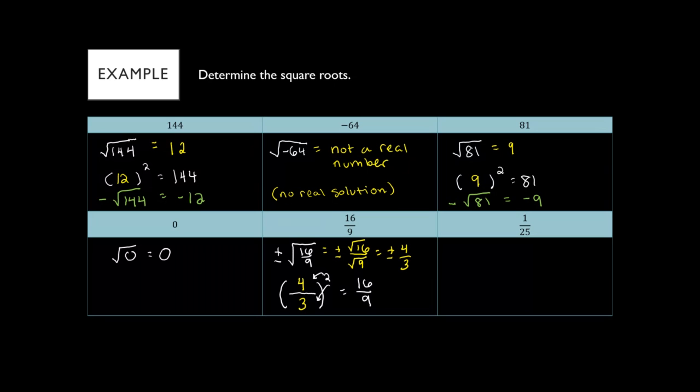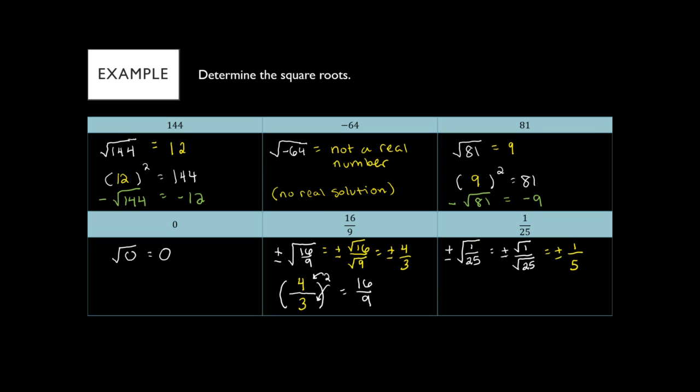So we've got another fraction on the right. We have 1 over 25. It just says determine the square roots, so we want both the positive and the negative. This is the same thing as asking for the square root of 1 over the square root of 25. So the square root of 1 is 1, and that's one you should just memorize. The square root of 1 is always 1. And then 5 squared gives you 25, so we're going to get 5 in the denominator.